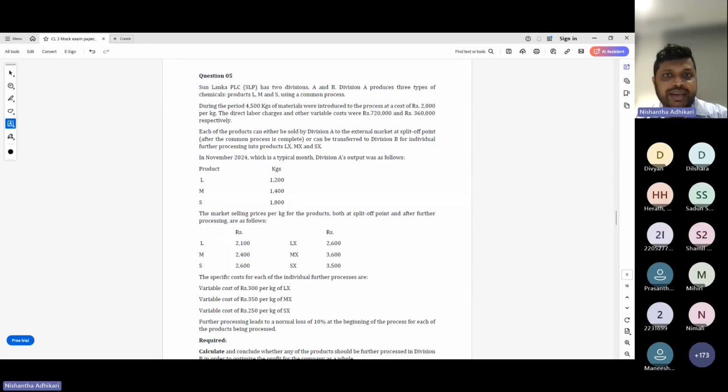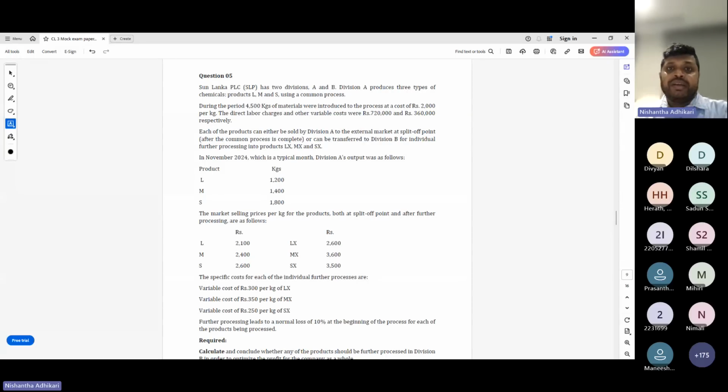Each of the products can either be sold by division A to the external market at the split-off point after the common process is complete, or can be transferred to division B for individual further processing into products LX, MX, and SX. In November 2024, which is a typical month, division A's output was as follows.